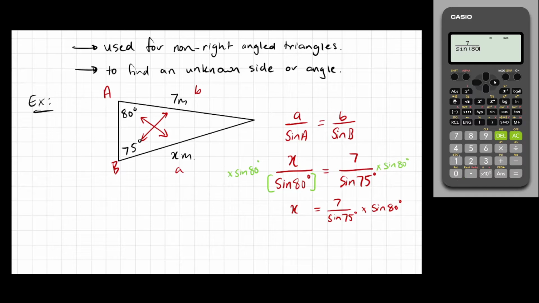7 sine 75, tongue twister and a half. 7 sine 75 over sine 80 equals 7 point, and we'll go to two decimal places, so 7.14. Okay, and so that's basically it. That's what our x value is in this one. So that's pretty straightforward when it comes to finding a side value. You're just using that rule and simplifying it like that.